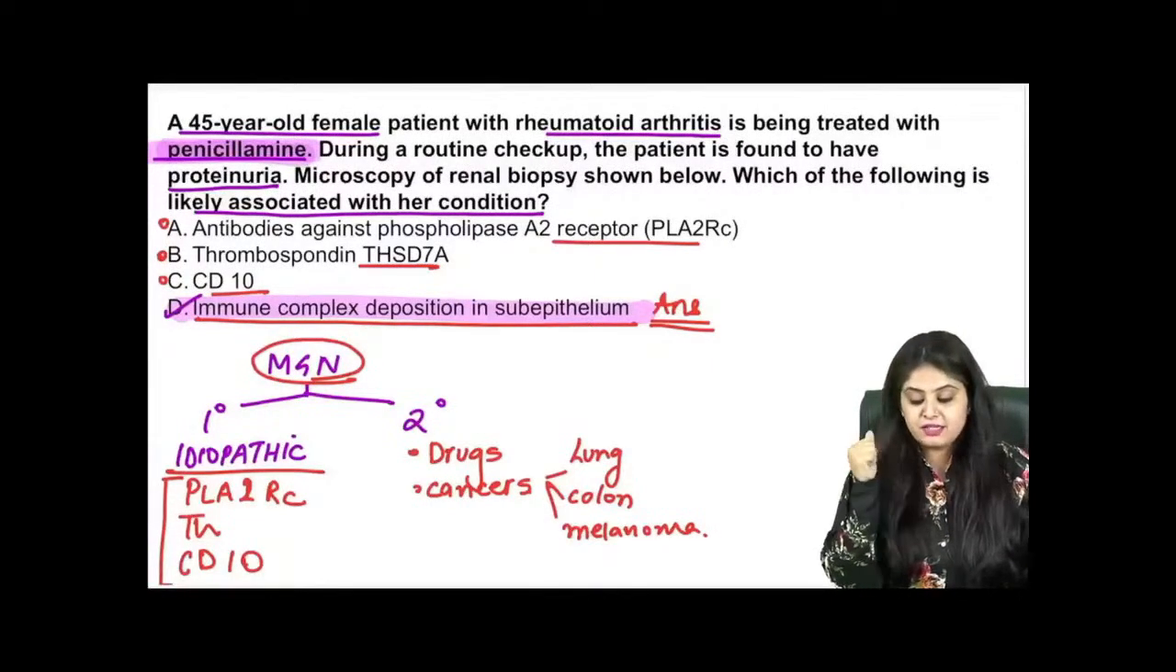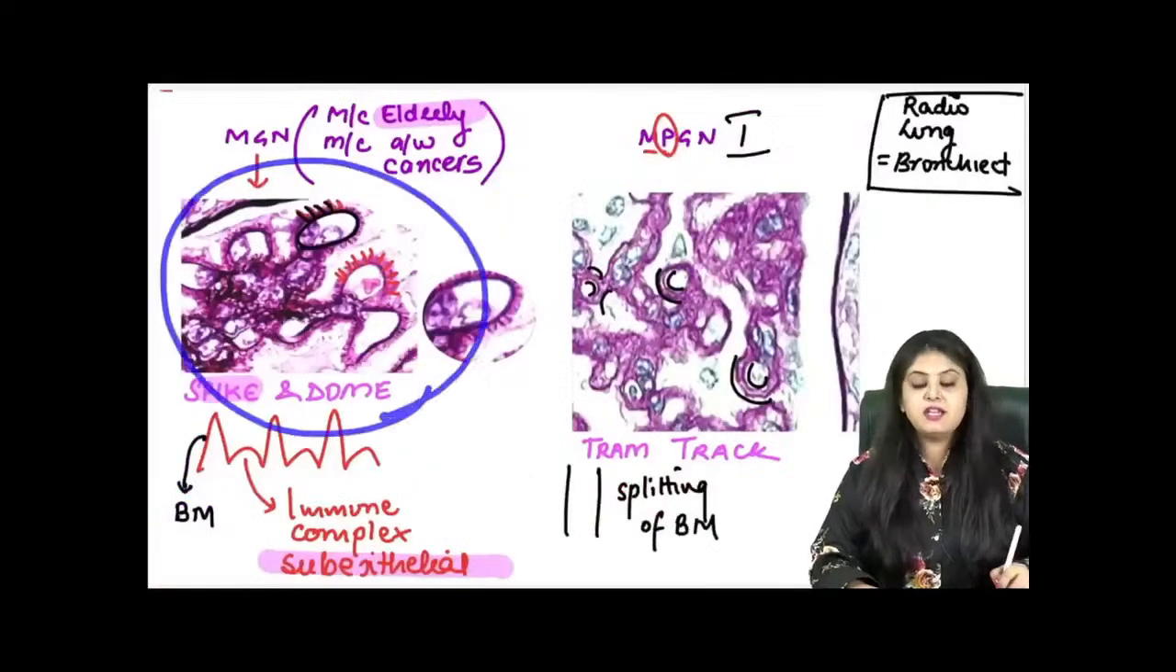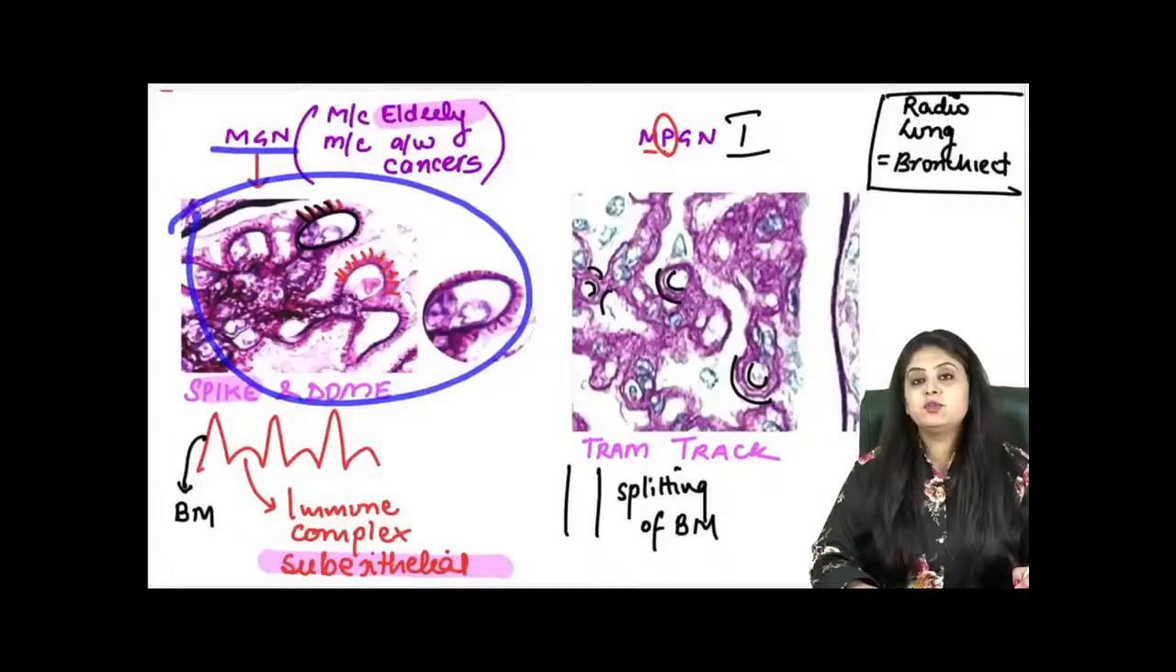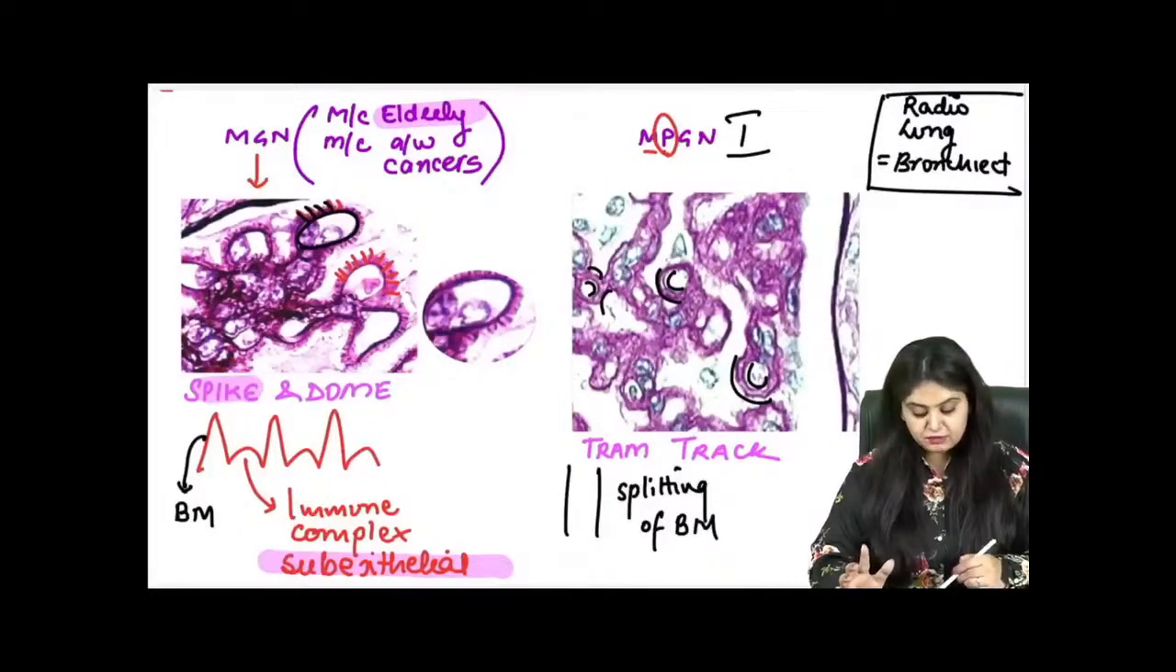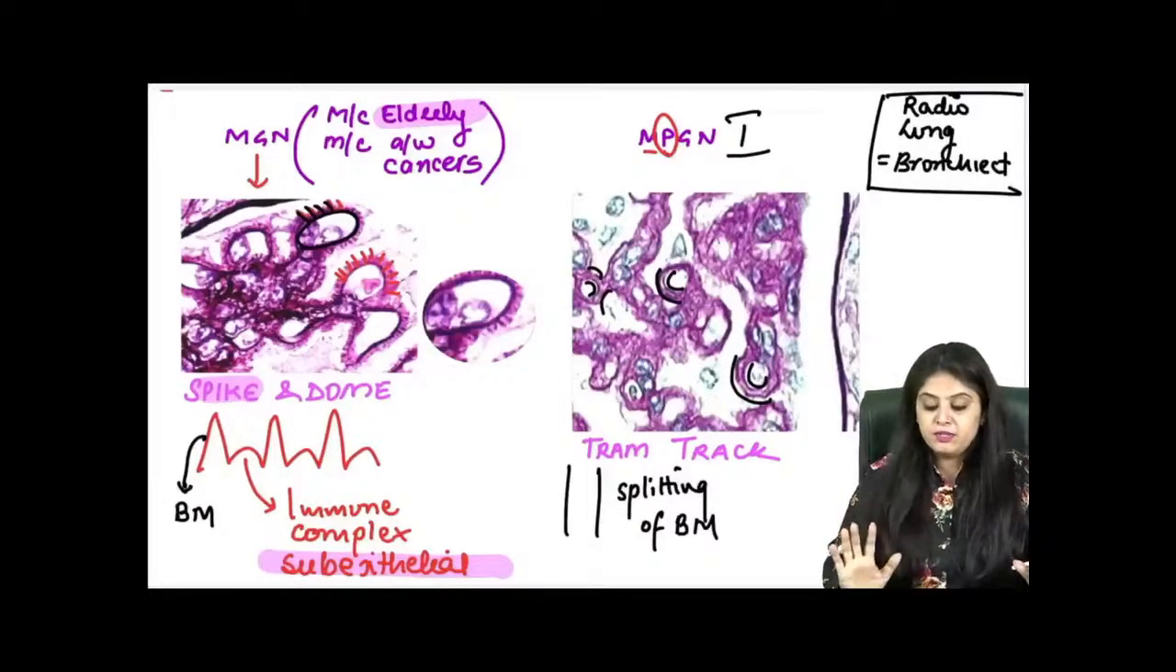All these four options are correct options for membranous nephropathy. Membranous glomerulonephropathy can happen because of antibodies to phospholipase A2 receptor, antibodies to thrombospondin, antibodies to CD10. But why are these antibodies forming? I don't know. No one knows. This is idiopathic. हम में से किसी को भी नहीं पता why these antibodies are forming. But in this patient, the reason was known, penicillamine. If you know the reason, this is drug induced.